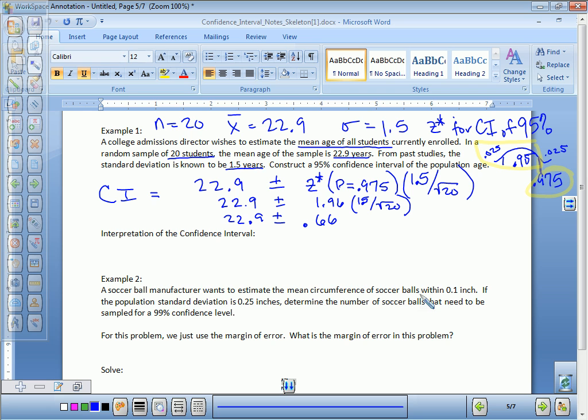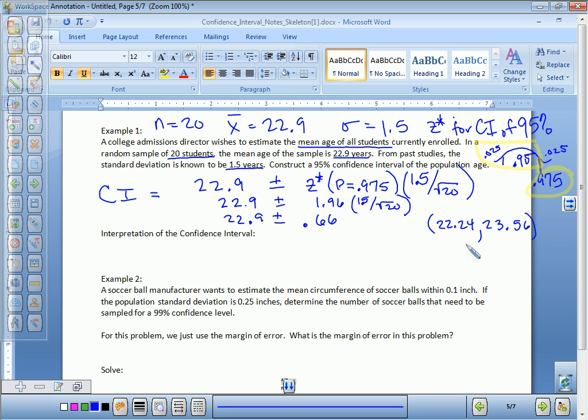Did you guys get 0.66? Sure. All right. So this is going to give us that range. So we subtract, and we get the lower bound. We add, guys, you need to hush so you don't get thrown out, and we get the upper bound. Okay. So this is our interval.